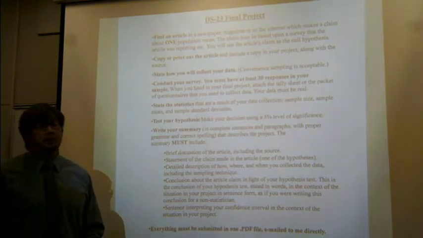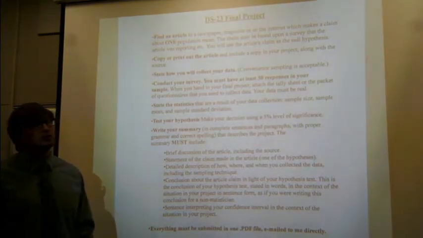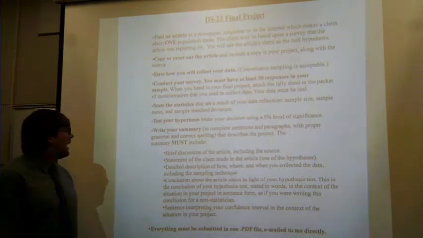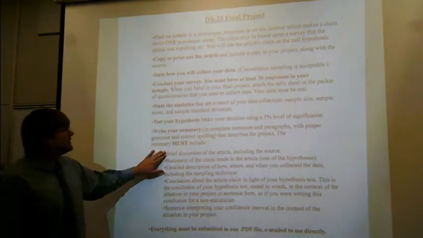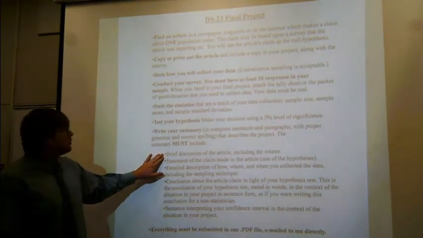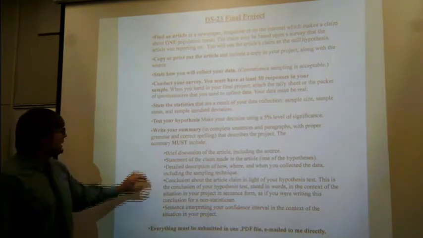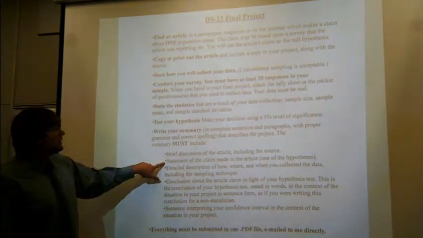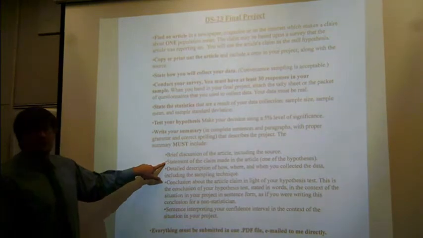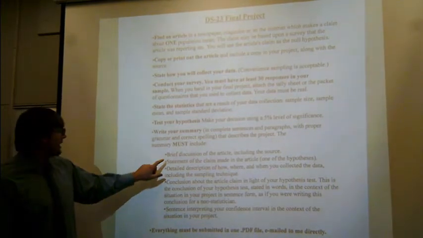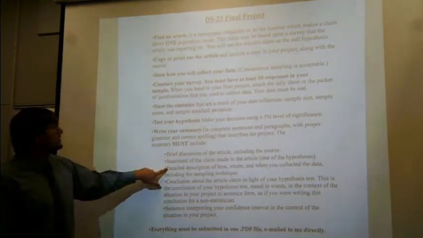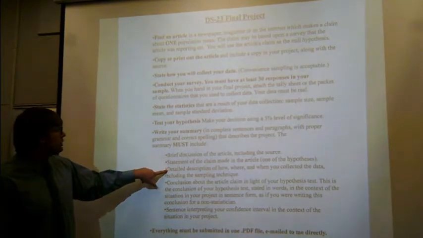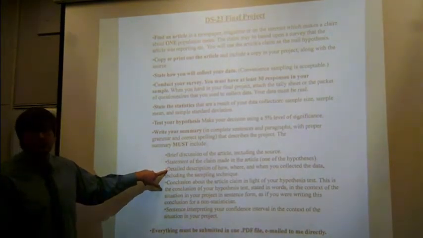All I'm looking for, you guys, is just to go through these steps. It should be super simple. You should have a brief discussion on the article, including the source, right? Statement of the claim made by the article, that's going to be your hypotheses or one of your hypotheses. A detailed description of how, when, and where you collected the data, including your sampling technique.